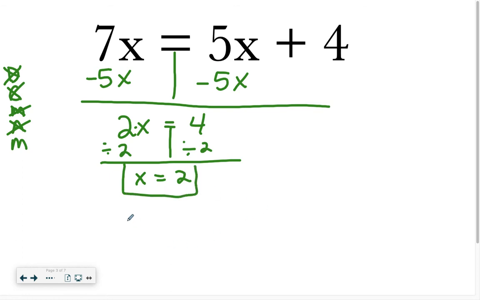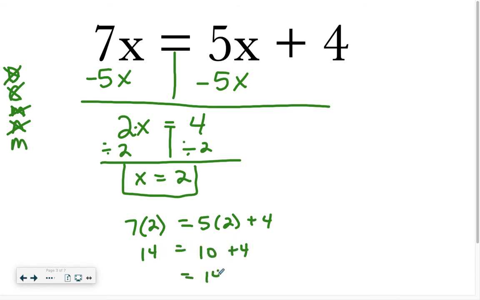I can plug that in to check. I would say 7 times 2, does that equal 5 times 2 plus 4? 7 times 2 is 14. 5 times 2 is 10 plus 4. 10 plus 4 is 14. So 14 equals 14. I know my answer is correct.